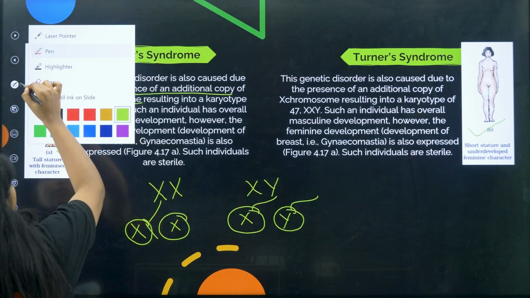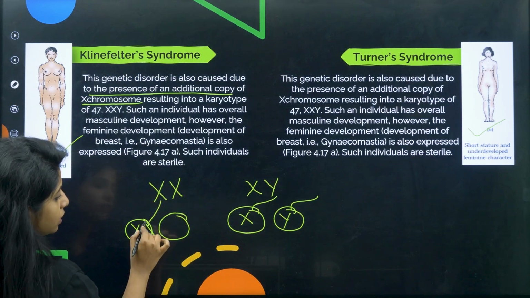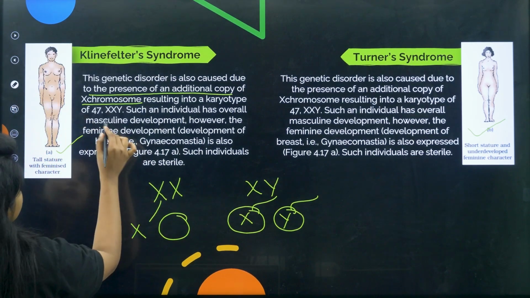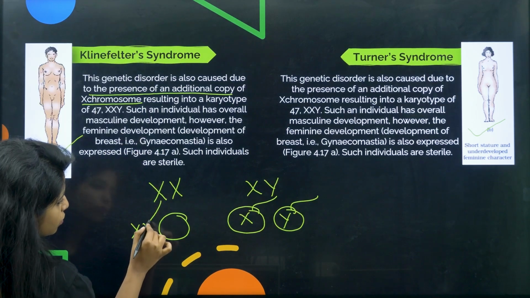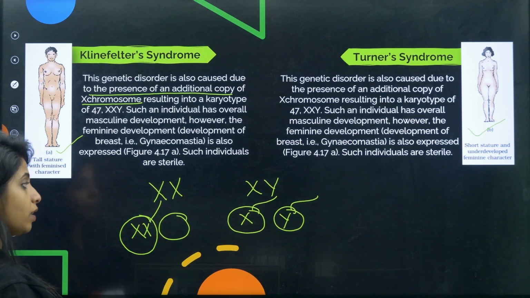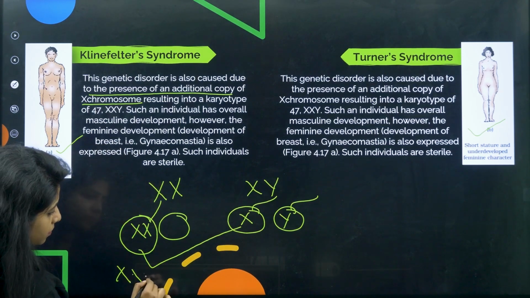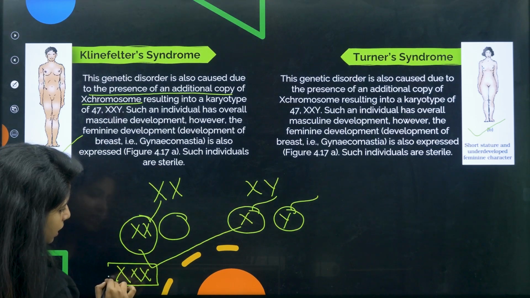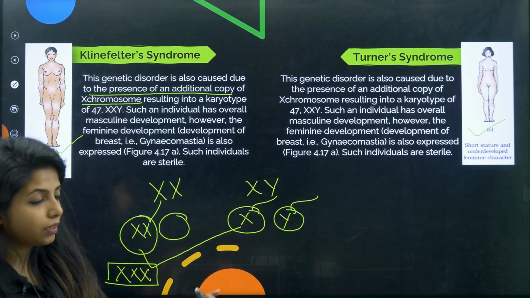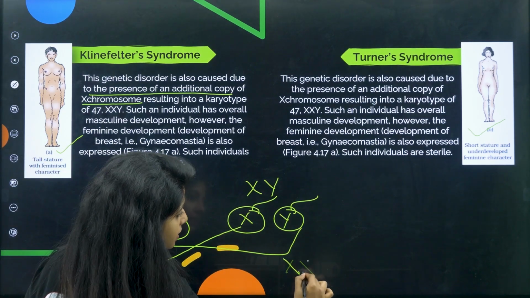But here the situation is different. Instead of giving one X chromosome to that side, both the X chromosomes will be here itself. What's the problem with that, ma'am? When this egg fuses with this, you get XXX. This condition is not given in your textbook. It's for super feminism, so that is different. Let's just forget this. But what is given in your textbook is XXY.